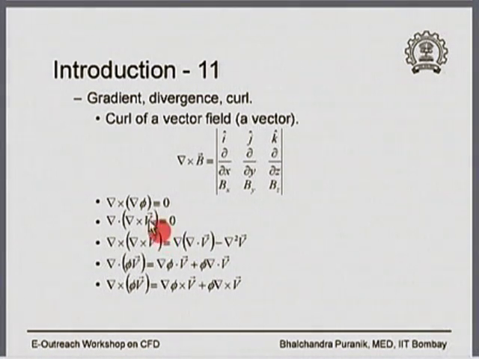So, the second one here is what we will call a divergence of a curl of a vector is equal to 0 always, and so on. So, at this point what I will point out to you is that you simply note down that these are some of the mathematical requirements that we will be utilizing from time to time.